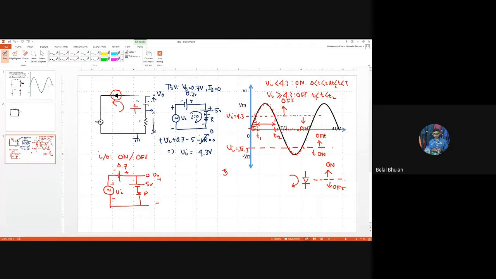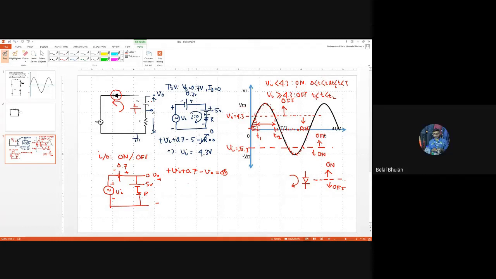So that's the thing. So if you apply KVL, starting from here, plus Vi, plus 0.7, minus V0 equals to 0. Now you can say why I only wrote minus V0, why I didn't incorporate 5 volt or the voltage drop across the resistor. So notice V0 is going to be determined from the terminal. Yeah, so what is V0?